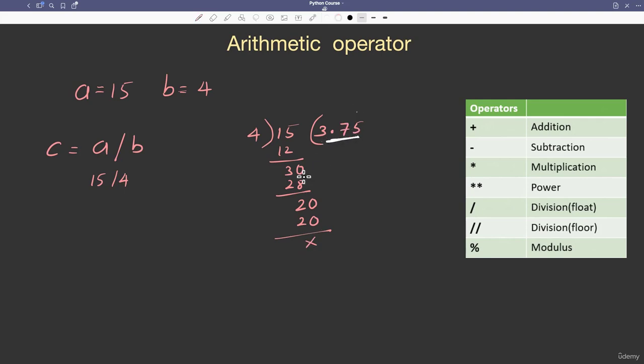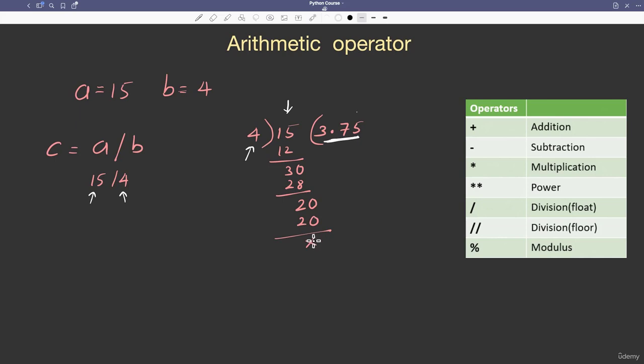We got 3.75. 3.75 is the answer. See, this is a dividend, right? The numerator is called the dividend, and this is the divisor. The denominator of division is called the divisor, and when we divide we get a quotient, that is the answer.